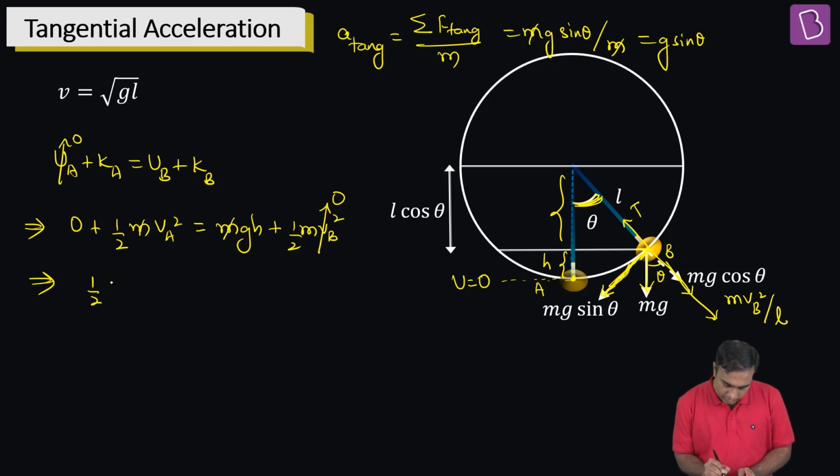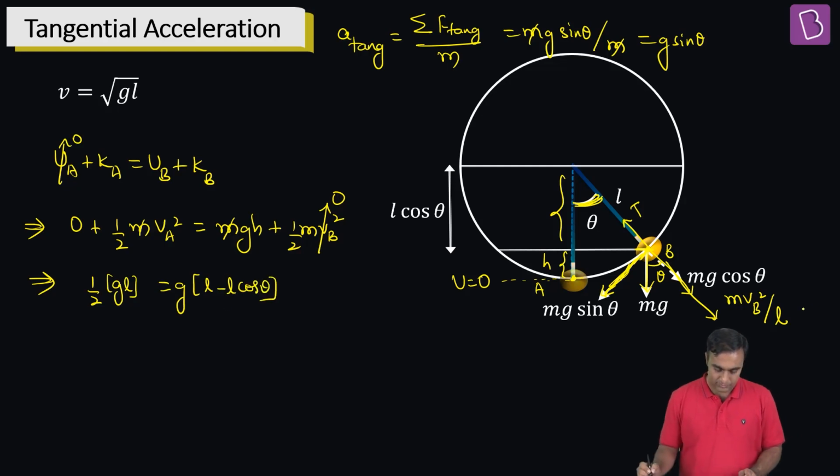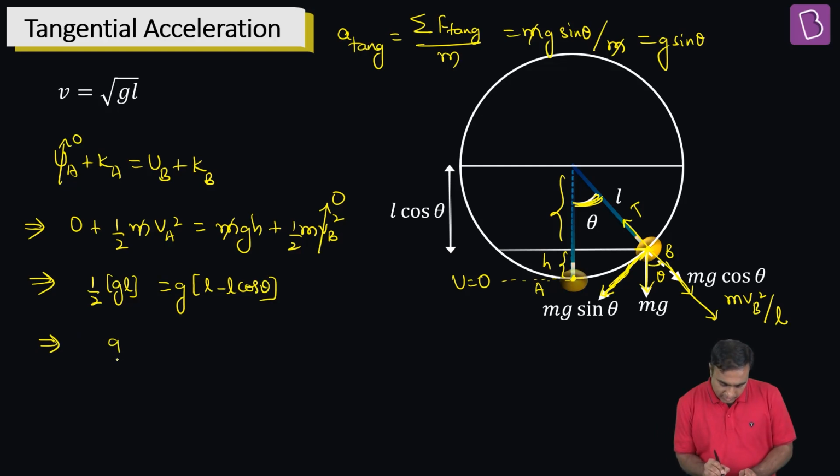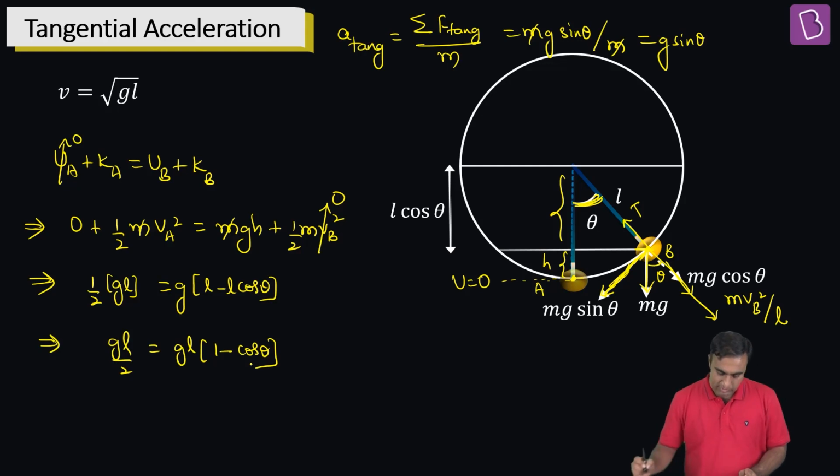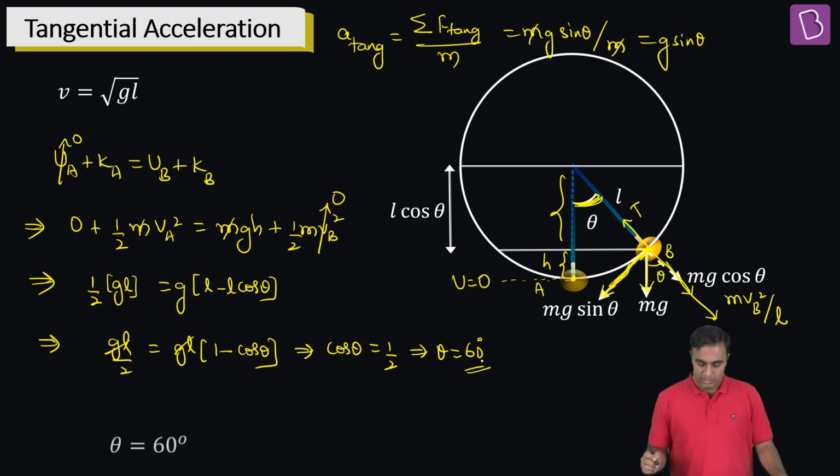So half into VA square. What is VA square? It is already given to us. Square root of GL. Square that, you will get GL here. G into H. What is H? L minus L cos theta. From here we can take GL common out. That will give us 1 minus cos theta here. You can cancel GL and GL. Cos theta will turn out to be half, or theta is 60 degree. Now we know the value of theta, 60 degree.